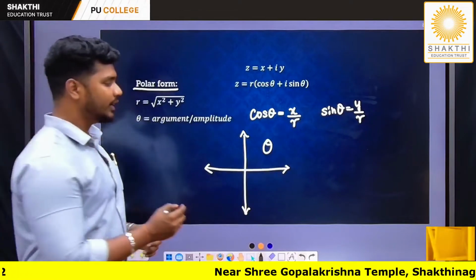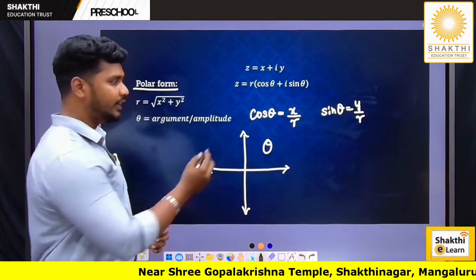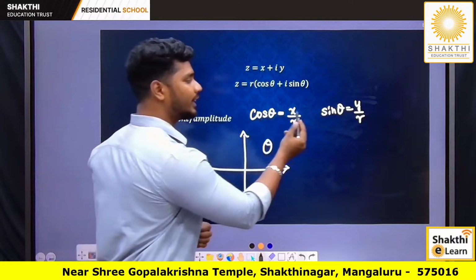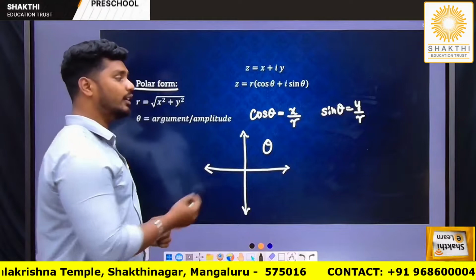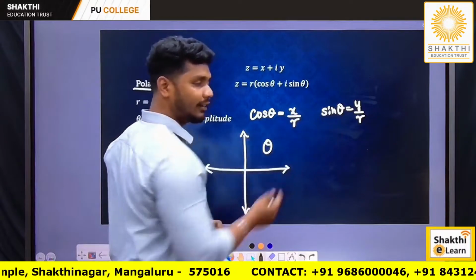In the first quadrant, the value is theta. The value of theta is found by the comparison of cos theta and sin theta. Coming to the second quadrant, I can say cos theta will be negative and sin theta will be positive.